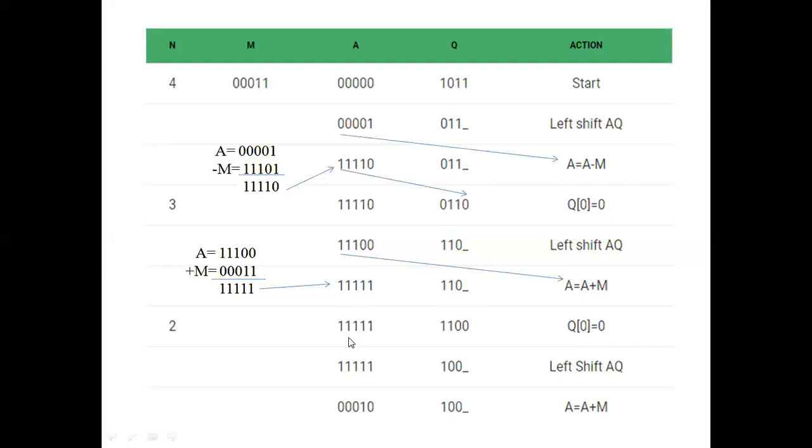Next, again we shift these values. That is, here 1 will be here, this one will be here, this one will be here, this one will be here, and from 1 it will come here. And this is only 1 0 0, and this bit is empty. Again, we start the procedure. That is, this is 1. If it is 1, then we perform A = A + M. If we add this A with the value M, that is 0 0 0 1 1, then we get 0 0 0 1 0. Okay. And this is 1 0 0.